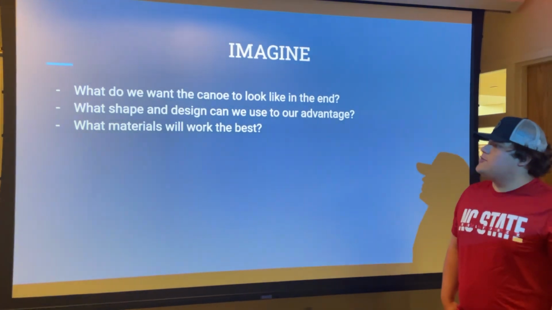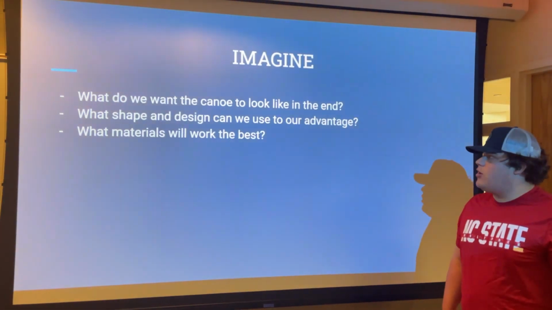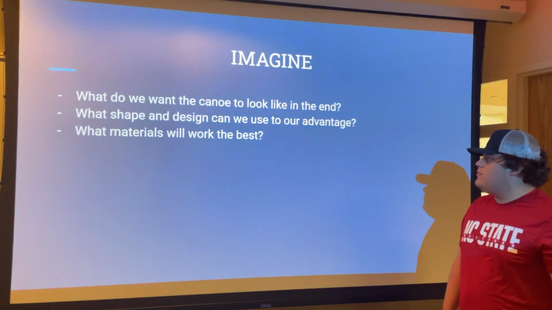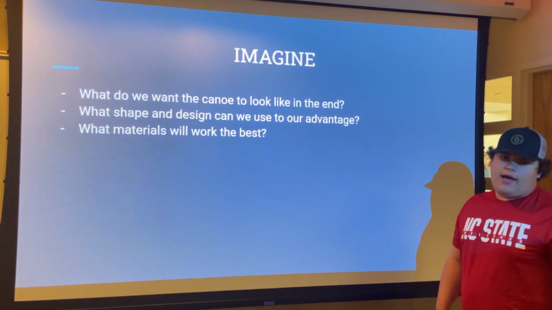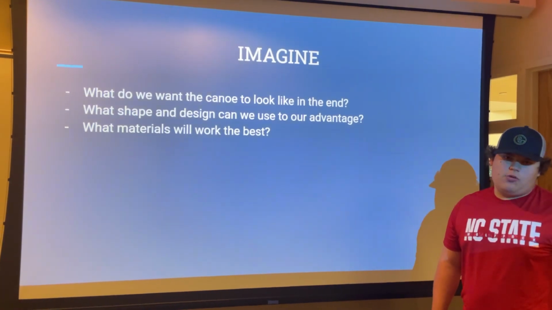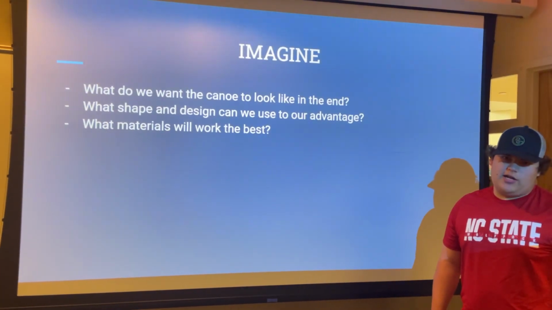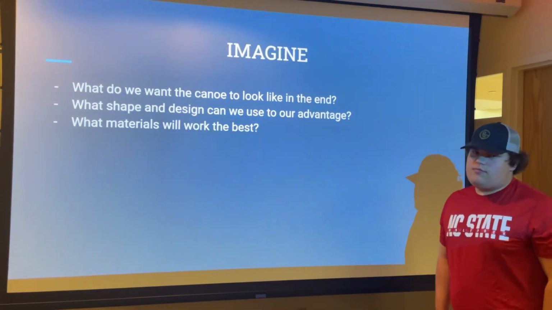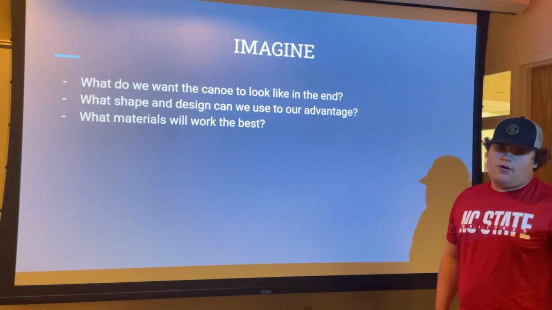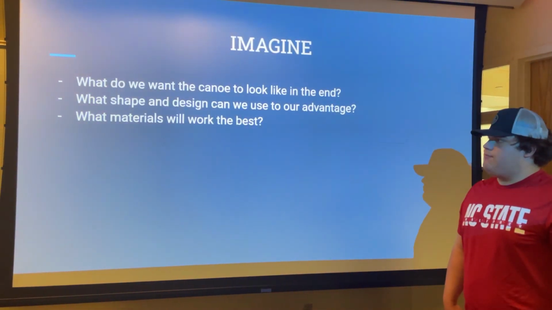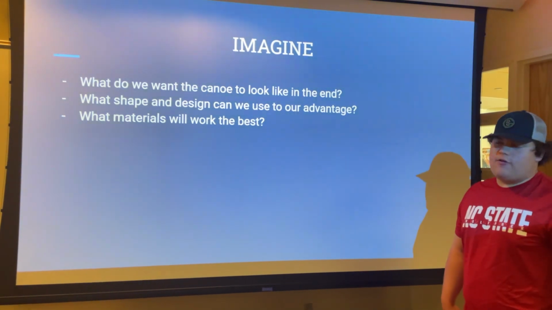So the next step was to imagine. So we needed to think about what we wanted our canoe to look like in the end. What shape and design can we use to our advantage, and what types of materials would work best for both the functionality and the cosmetics of the canoe. And we determined that it had to have both a nicely shaped bow and stern, and we wanted to have a relatively smooth surface.